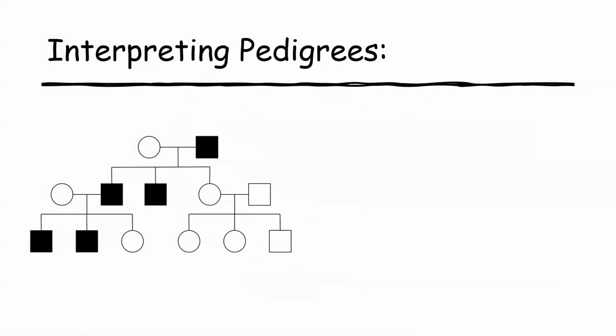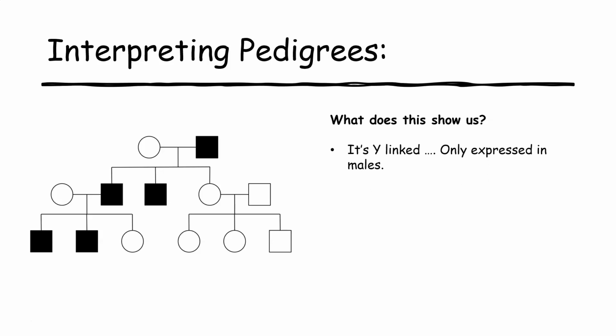Okay, what are we looking at here? Have a look, see what you can think about this one. Well, it's Y-linked, we would say, because the evidence shows that it's only expressed in the males. Or it could be recessive on the X, but we're not seeing any carriers. We've got no symbol to show a carrier. So in that respect, we would say it's most probably Y-linked.